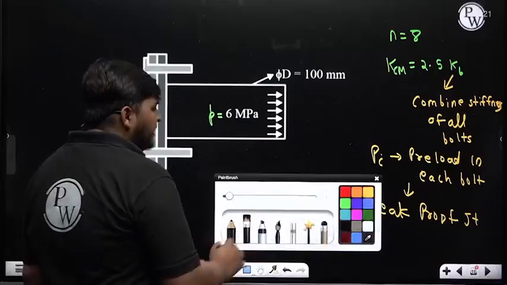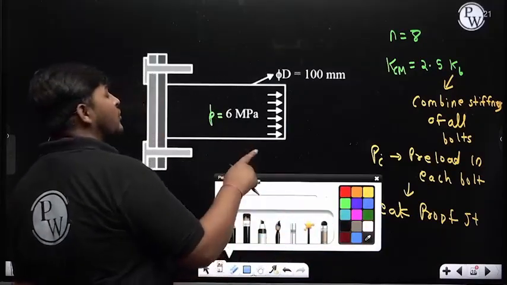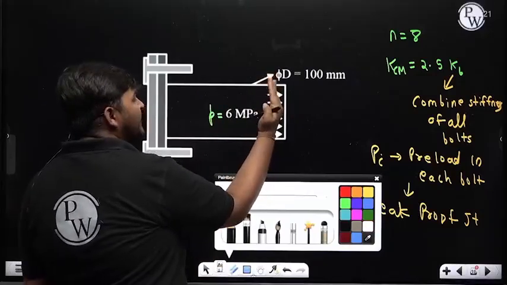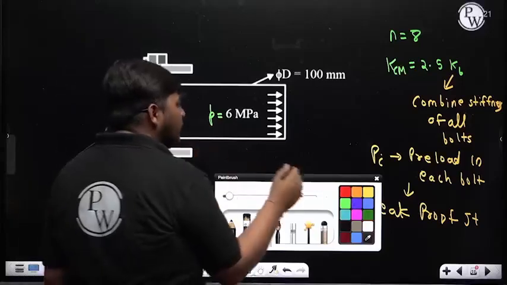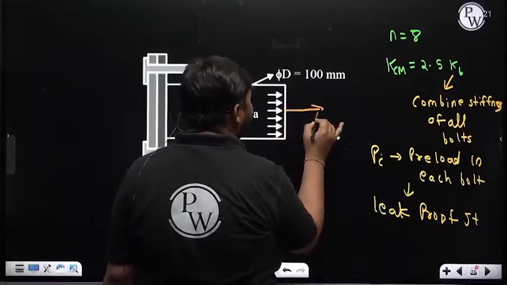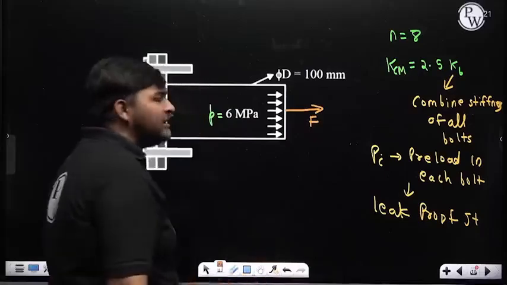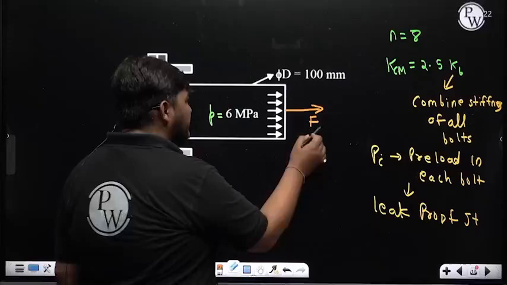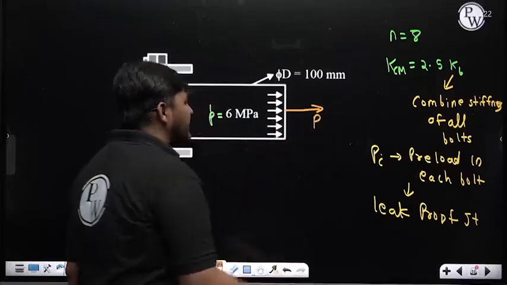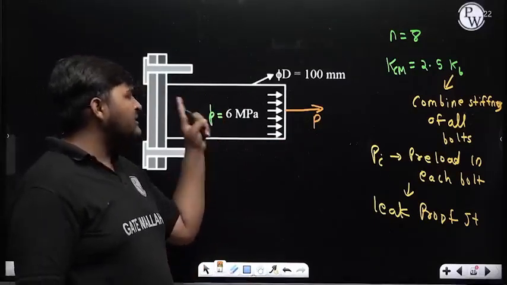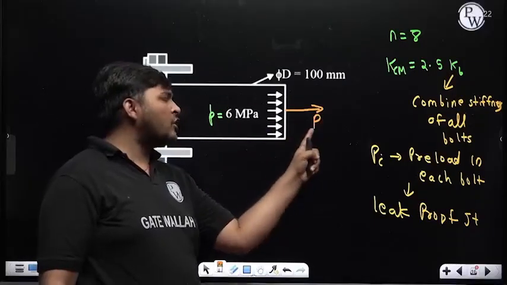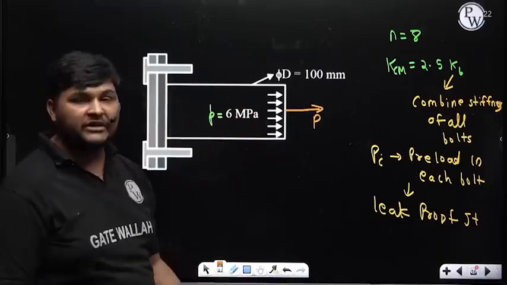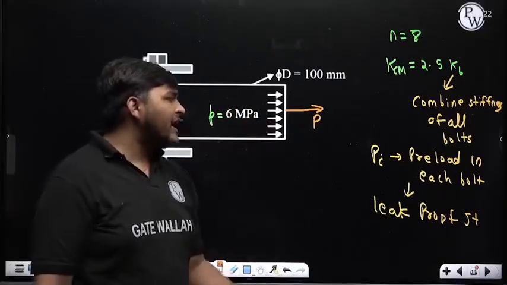But along with this preload, this assembly is also subjected to an external tensile load. You can see here in this cross section or in this plane, pressure 6 megapascal is coming. Due to this pressure, one net force will come in this direction. Suppose that force I am representing as F, or suppose I am representing this as P. So due to this pressure, this assembly will be subjected to external load P, and this load P is of tensile nature for this bolted assembly. So it is subjected to external tensile load P.